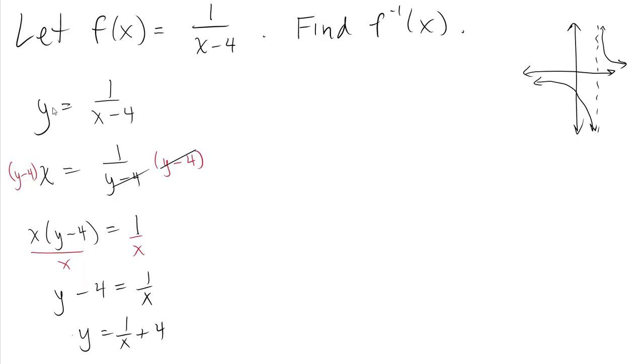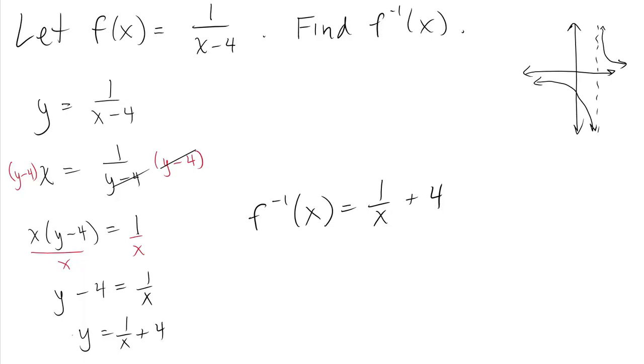Unfortunately, I've used y to mean two different things here. Y can't be equal to both of these. Because we've kind of misused the notation here as part of our process, to make sure our final answer is clear, we're going to use the correct notation. F inverse of x is 1 over x plus 4. We're claiming that's the inverse function.